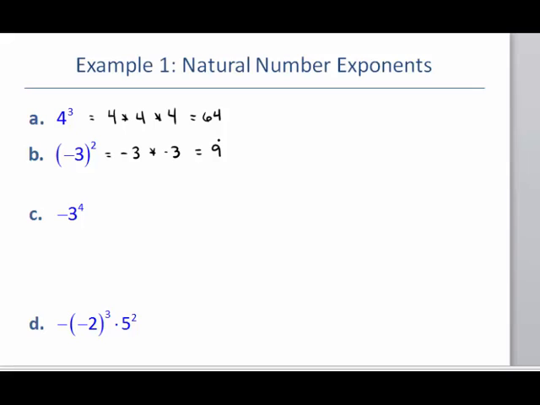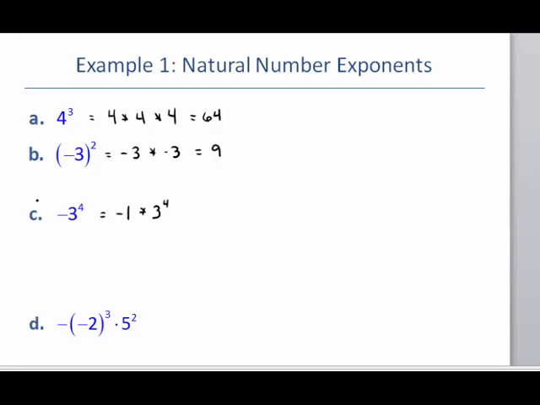Our next example, while it appears similar to part B, is actually quite different because we do not have the parentheses here. Remember that your order of operations asks you to do your exponents first before you do multiplication. So you might want to think about this example as being the same thing as -1 times 3 to the fourth. The fourth power goes with the 3, and the negative is separated from that by multiplication.